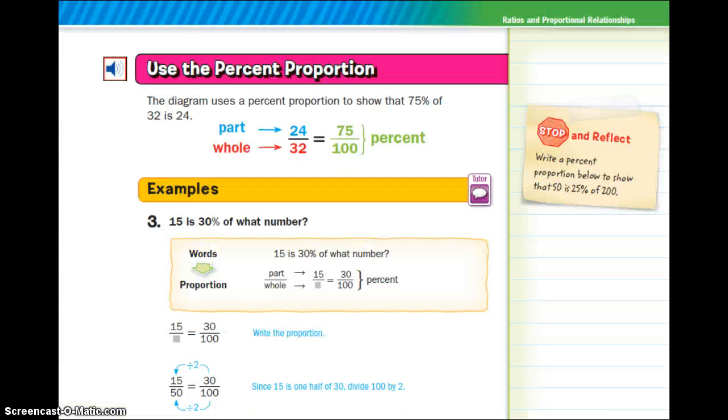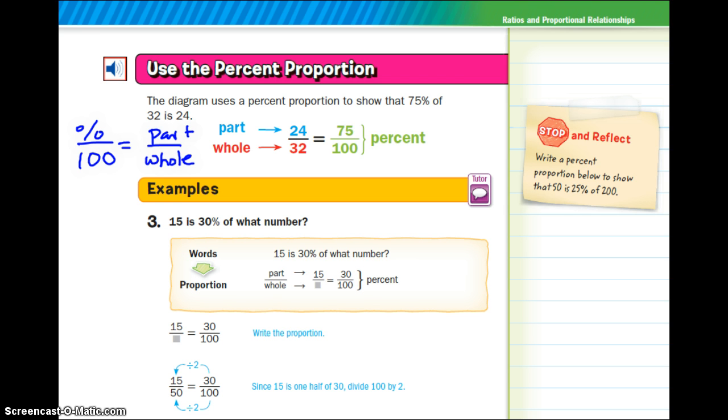Turn the page. So, using a percent proportion. Again, they had used a number line, but I think doing the percent proportion right off the bat is the easiest way to do it. And for whatever reason, I just like putting my 100 over on the left. You can put it on the right, but I prefer it on the left. So we have part to whole. And again, the whole is always on the bottom.